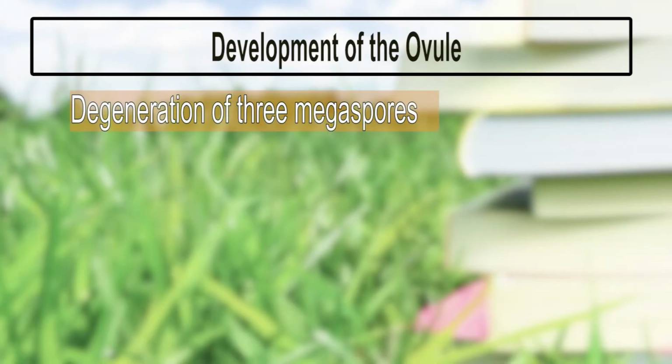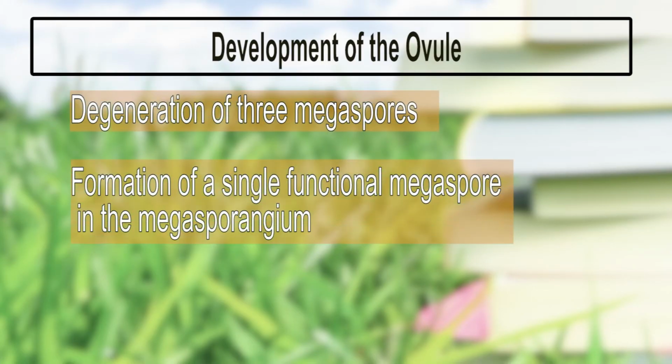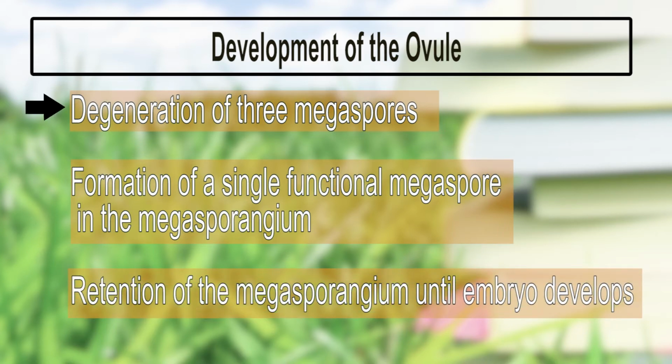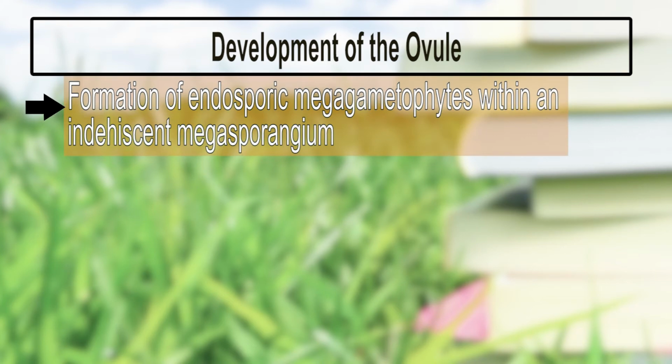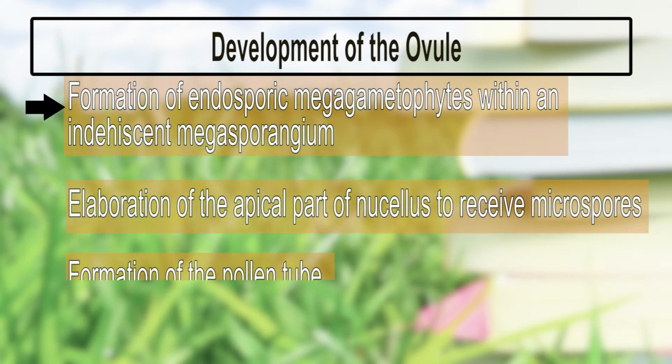So how did this development of the ovule take place? Firstly, there were four megaspores. Among these four megaspores, three degenerated and one was functional. This functional megaspore remained in the megasporangium until the embryo was formed. So it was a formation of an endosporic megagametophyte within an indehiscent megasporangium, and ultimately there was an elaboration of the apical region of the megasporangium, and also a formation of the pollen tube.